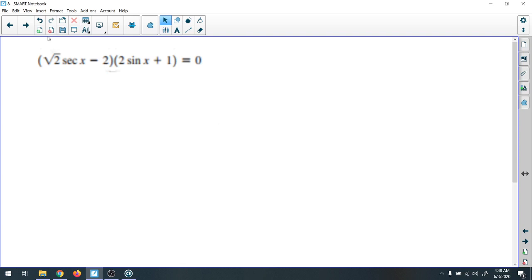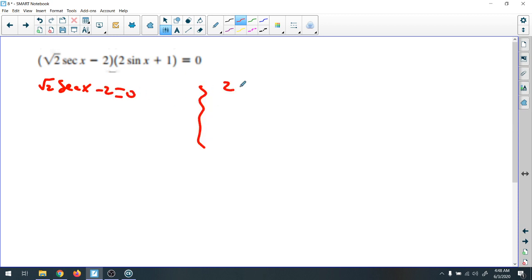Okay, continue with solving trigonometric equations. Given two terms multiplied equals 0, we're going to separate the two terms. One of them must be 0. So we'll say that square root of 2 secant x minus 2 equals 0, and we know that 2 sine x plus 1 equals 0.